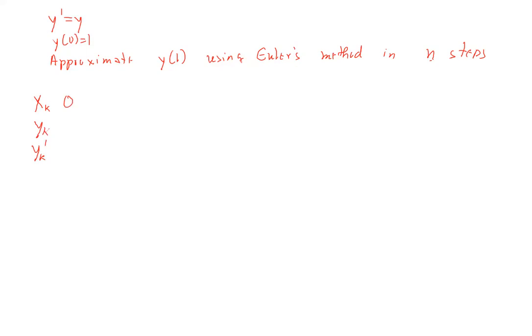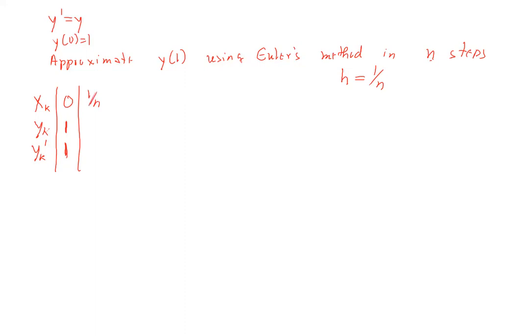And I know that y of 0 is 1. And now what is y prime? So y prime is going to be equal to y, which is 1, right? Okay. Then I want to go to my next step. Since I want to go from 0 to 1 in n steps, h will have to be 1 over n, right? So here I will have 1 over n.